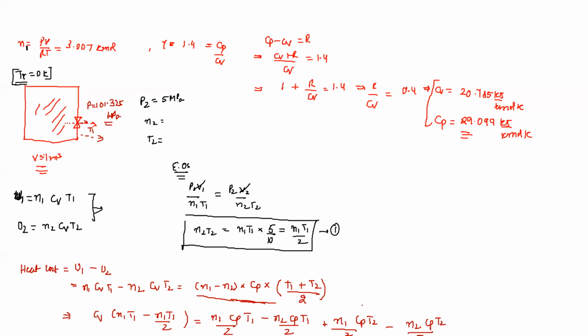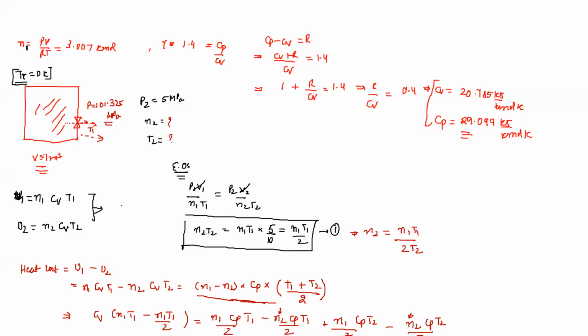All right. Now what we have is two variables. We don't know N2, we don't know T2, right? So from this equation, we are going to substitute either N2 equals N1 T1 by 2 T2, or we are going to substitute T2. So basically we have to eliminate one of the two. So I'll eliminate N2. I'll substitute from this equation, N2 is equal to N1 T1 by 2 T2. So everywhere I have written N2, I'm going to write this, right?